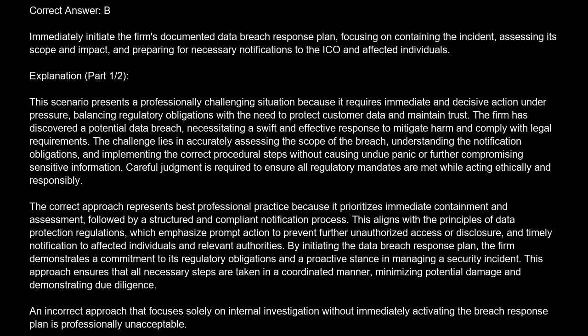Explanation. This scenario presents a professionally challenging situation because it requires immediate and decisive action under pressure, balancing regulatory obligations with the need to protect customer data and maintain trust.